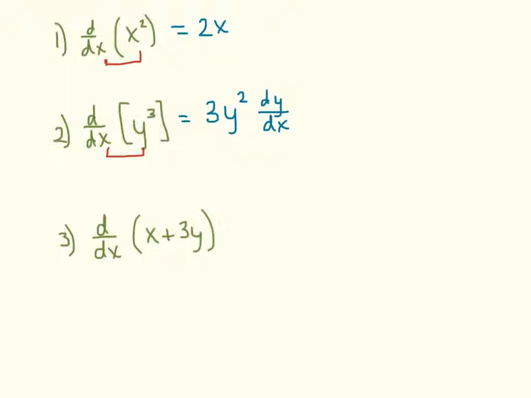All right, let's try number 3. So again, it's derivative with respect to x of x plus 3y. So we're taking the derivative of two different pieces. First, the derivative with respect to x of x, which is just simply 1. Then the derivative with respect to x of 3y. So plus, again, take the derivative of the 3y term, which would just be 3, but now we have to take the derivative of the variable y with respect to x. So dy dx. And so that's our answer for that one.